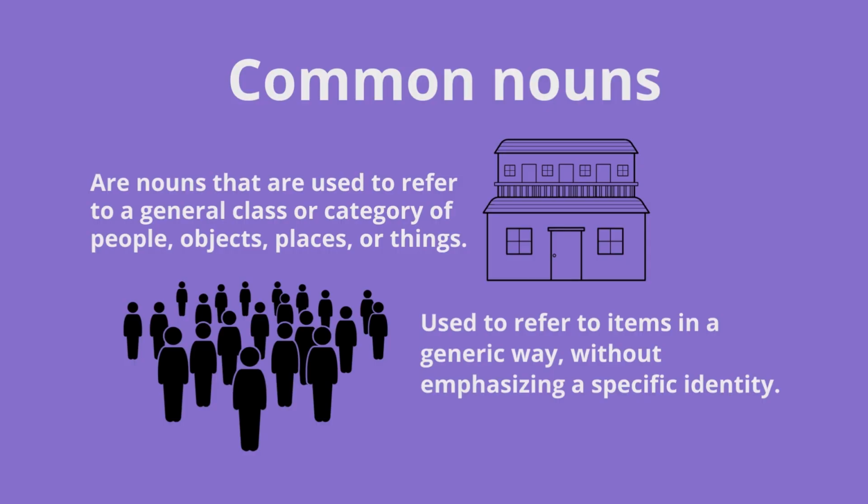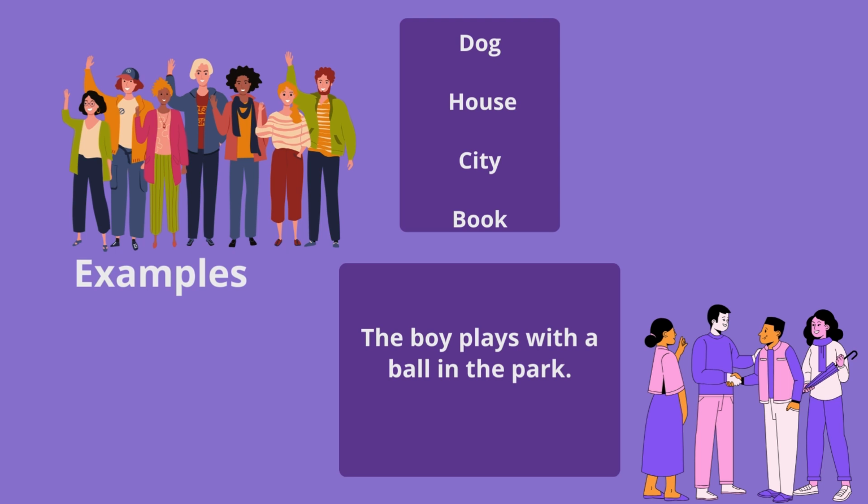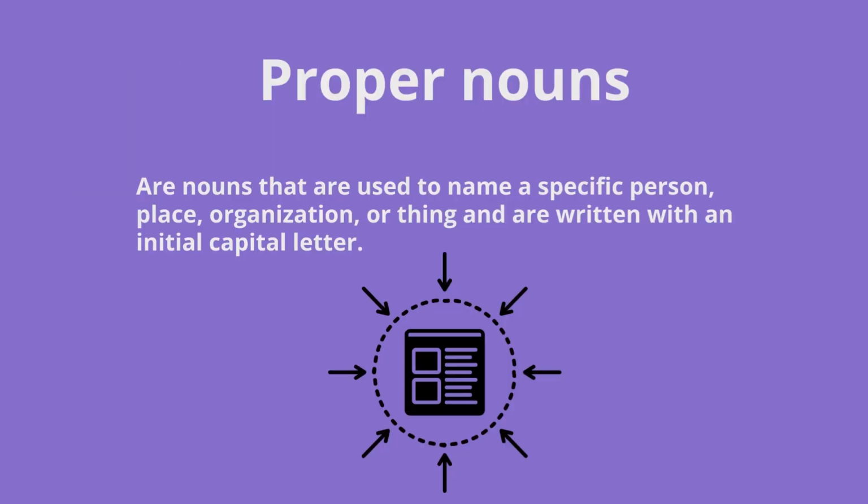Common and proper nouns. Common nouns are nouns used to refer to items in a generic way, without emphasizing a specific identity. They are also used to refer to a general class or category of people, objects, places, or things. Here are some examples: dog, house, city, book. The boy plays with a ball in the park.